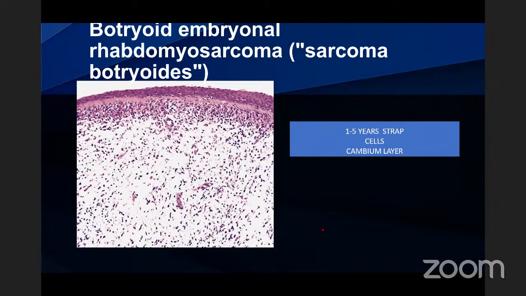And you should remember, this usually occurs in children 1 to 5 years, and it can occur in any cavity of the body. And there is a cluster of tumor cells below the epithelium. So this layer is called the cambium layer. What is this layer called? Cambium layer. Please remember, that's very, very typical of embryonal rhabdomyosarcoma.